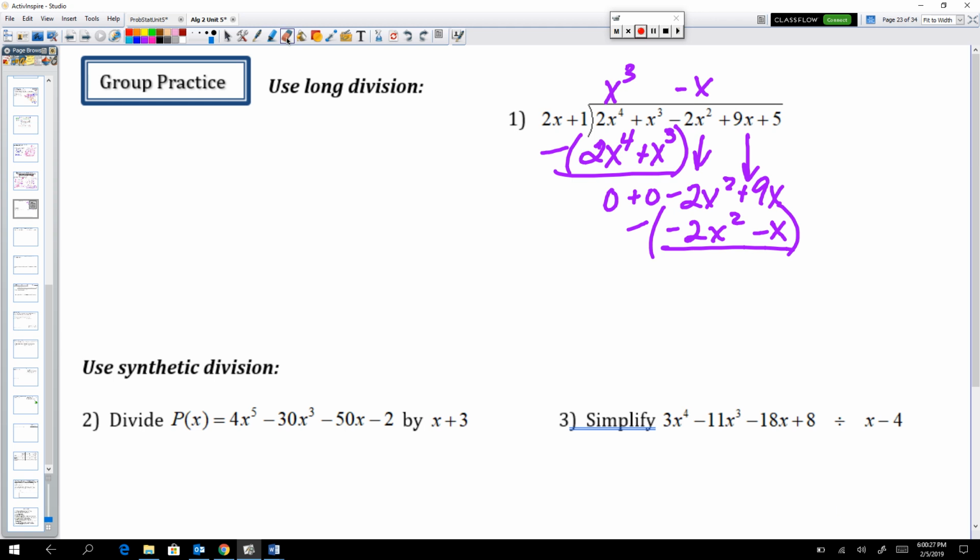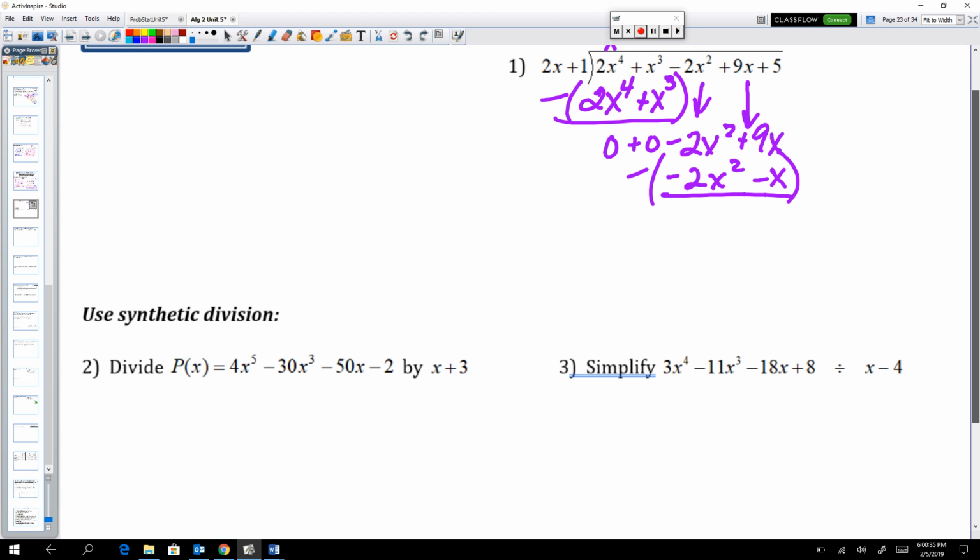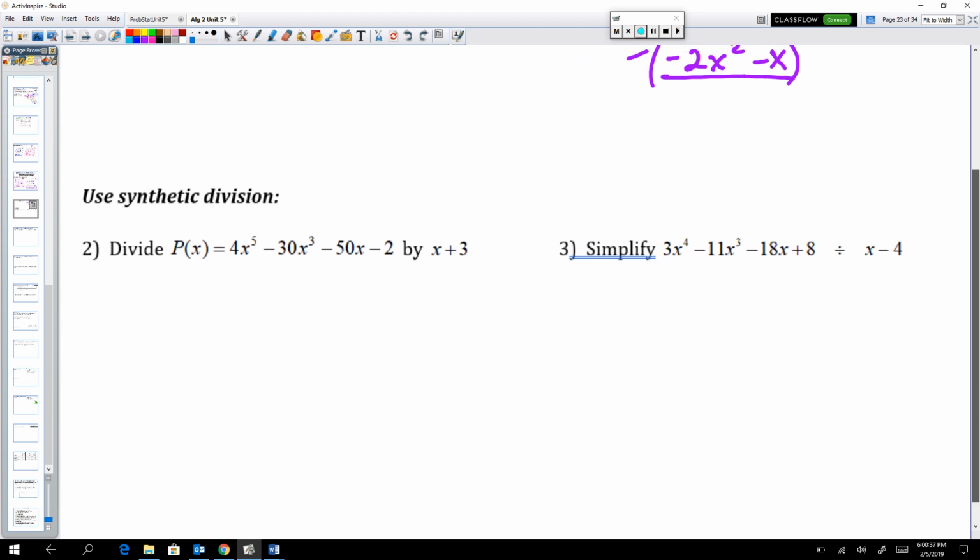So go ahead and practice that for yourself. Again, you will not have to demonstrate long division on quizzes or tests. We want you to be familiar with how it works, though. Let's use synthetic for the rest of this page.